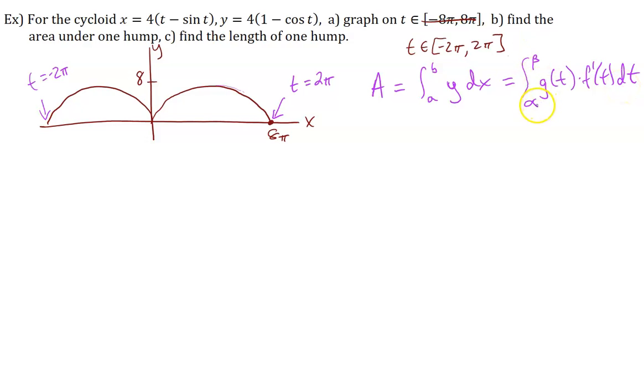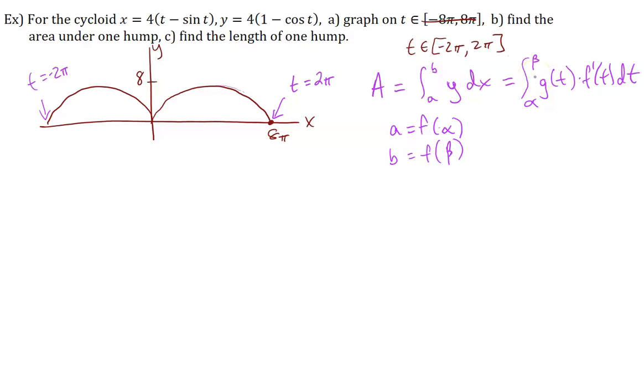Now, I think I wrote that alpha was equal to f of a. I have that backwards. It should be that a is equal to f of alpha and b is equal to f of beta. Okay, but really, a and b are in terms of x and y because it's x equals and y equals, and then alpha and beta are in terms of t, okay?